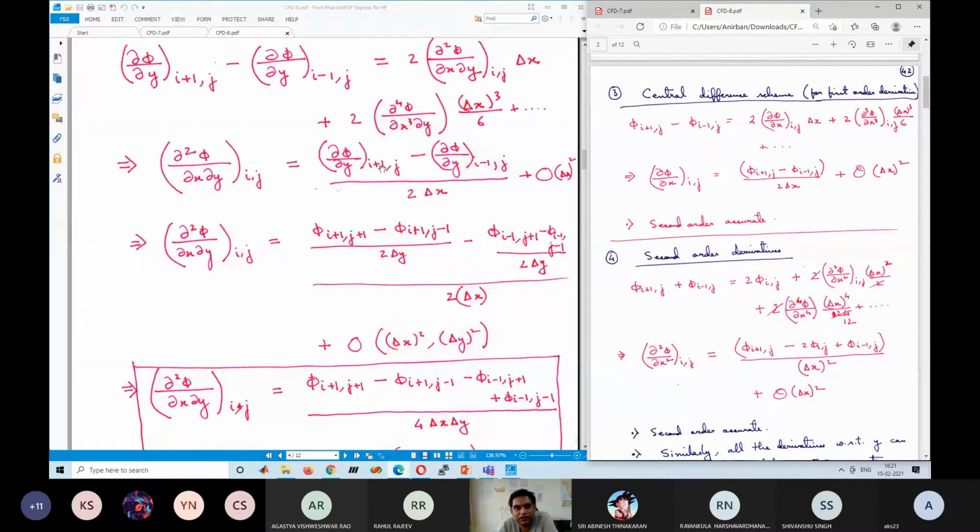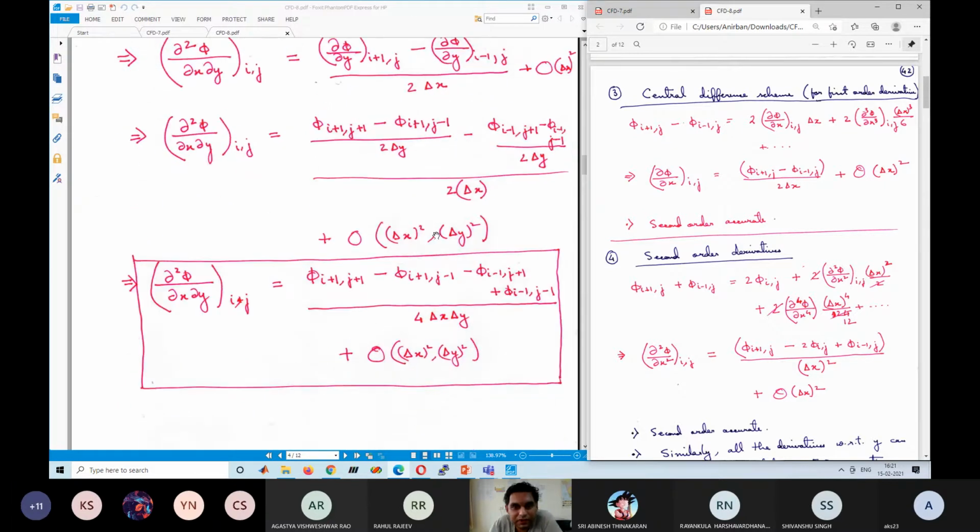So del phi del y at i plus 1 comma j is equal to phi i plus 1 j plus 1 minus phi i plus 1 j minus 1 in the j direction. You are taking central difference scheme by 2 delta y. Okay. Similarly, this next equation minus del phi del y at i minus 1 j. Okay. So phi i minus 1 j plus 1 minus phi i minus 1 j minus 1 by 2 delta y, by 2 delta x. Okay. This is of the order of delta y square. This second error is of the order of delta y square.